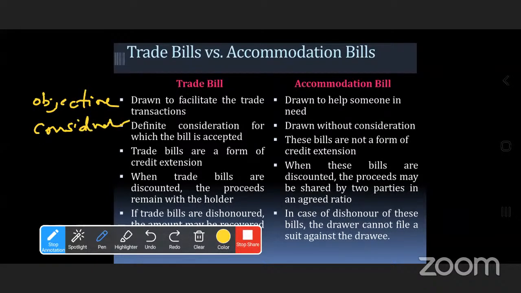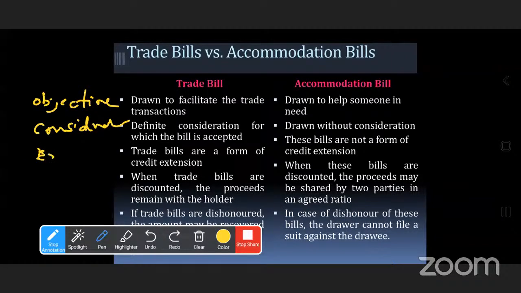Consideration. In a trade bill there is a definite consideration for which the bill is accepted. Here the consideration is the sale or purchase proceeds. But in the accommodation bill, the bills are drawn without any consideration. They will have some mutual understanding to help one another. Understood?